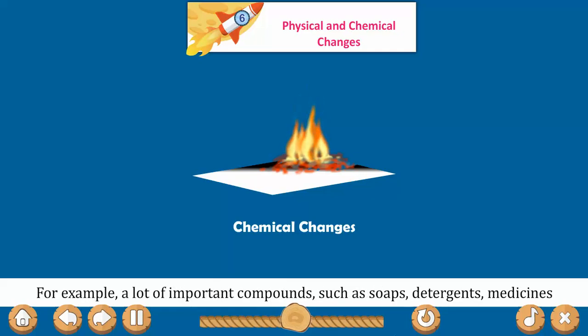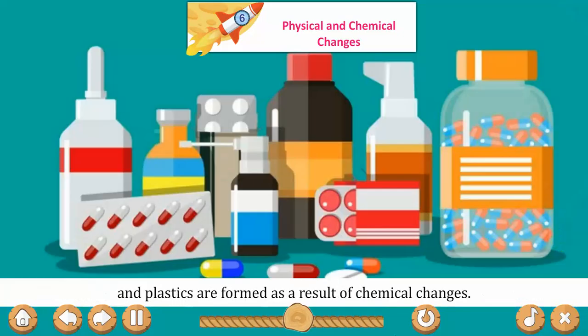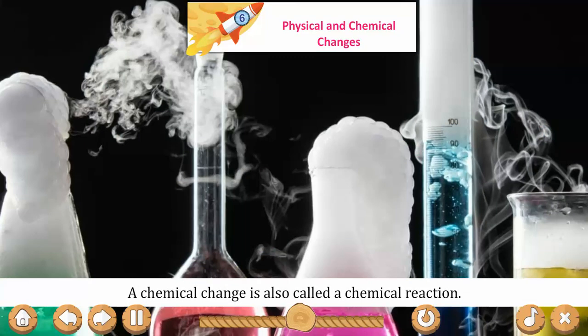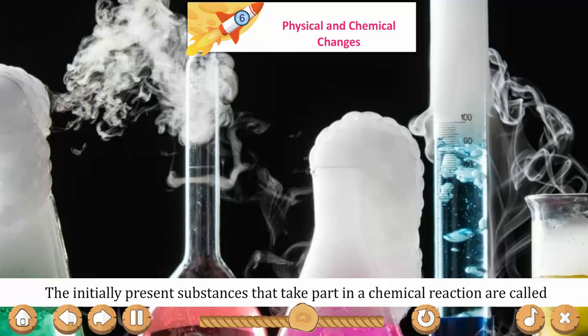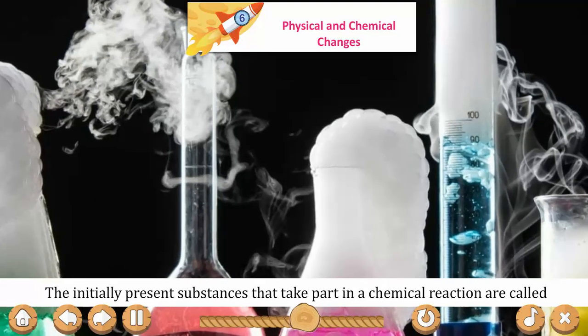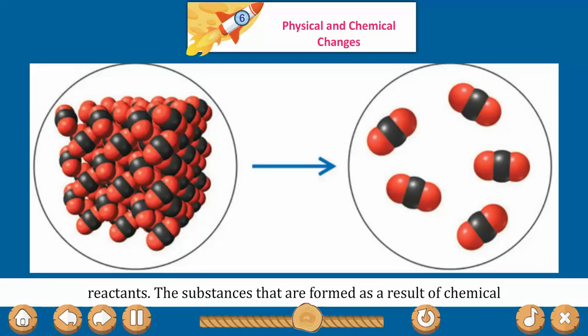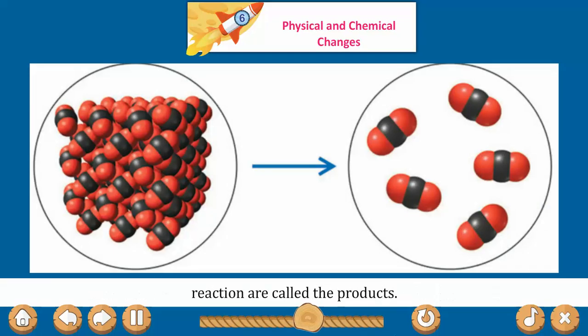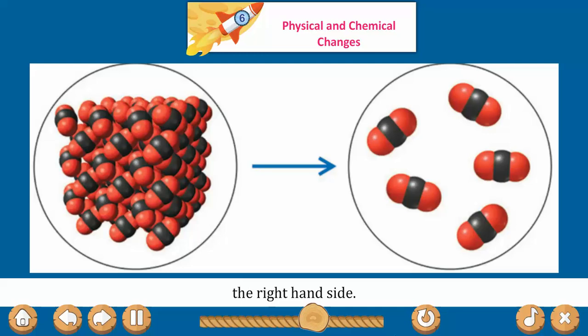For example, a lot of important compounds such as soaps, detergents, medicines and plastics are formed as a result of chemical changes. A chemical change is also called a chemical reaction. The initial substances that take part in a chemical reaction are called reactants. The substances that are formed as a result of a chemical reaction are called the products. In an equation, the reactants are written on the left hand side and the products on the right hand side.